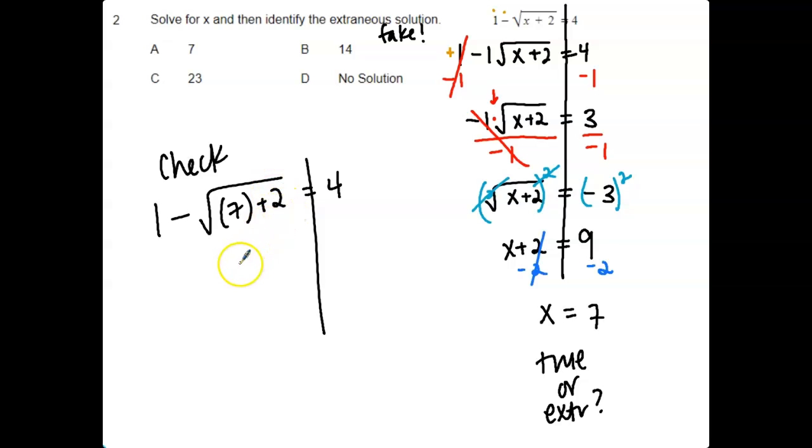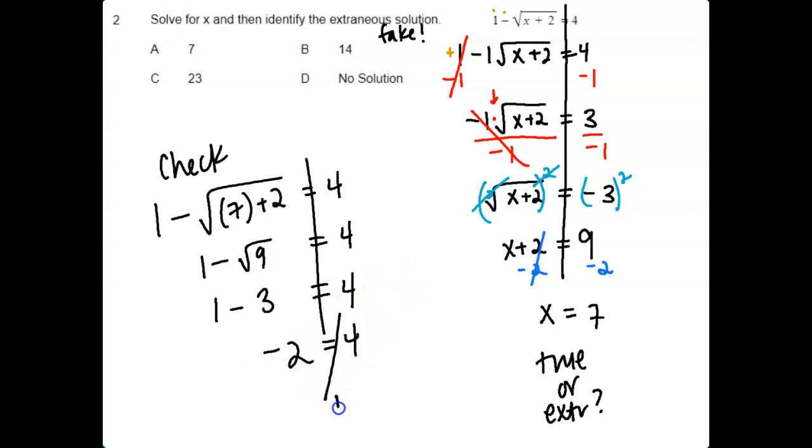7, 8, 9, so square root of 9. 1 minus the square root of 9 is equal to 4. 1 minus the square root of 9 is 3. Oh, interesting. So 1 minus 3, that would be -2 is equal to 4. Yeah, that's not true. So that means this is extraneous.